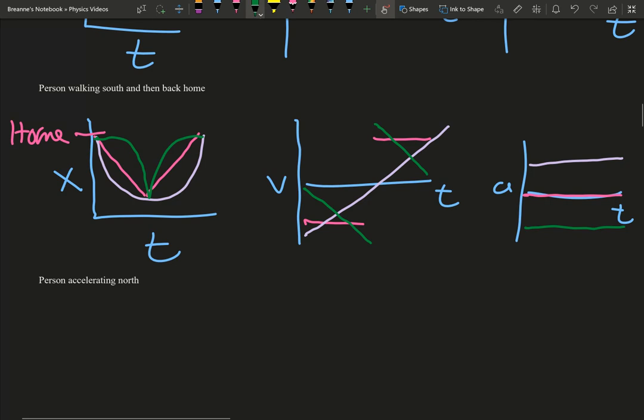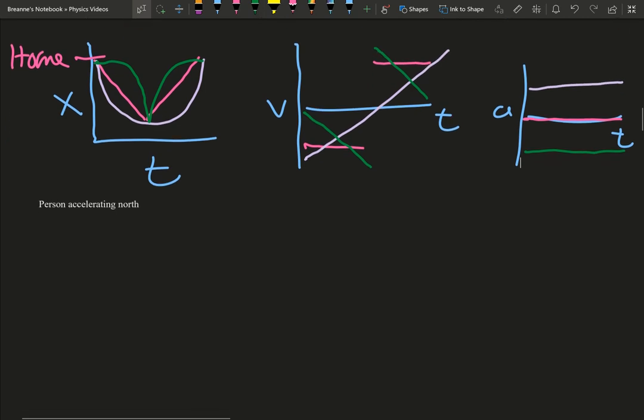So you had a couple of choices to pick. I was leaning more towards the pink or the white. The green is an option, but it's not necessarily a reasonable option because anytime you try to turn around, you're going to have to slow down instead of speed up.